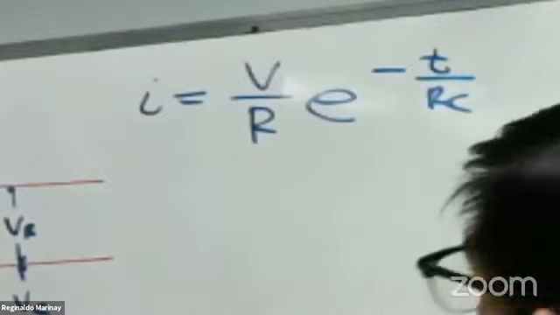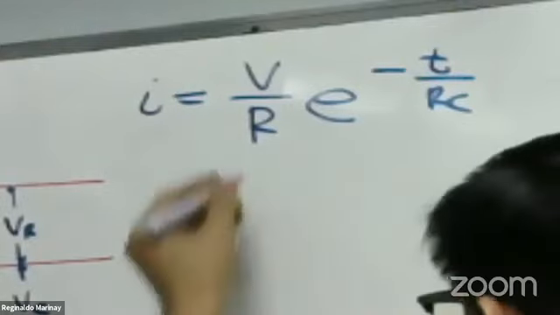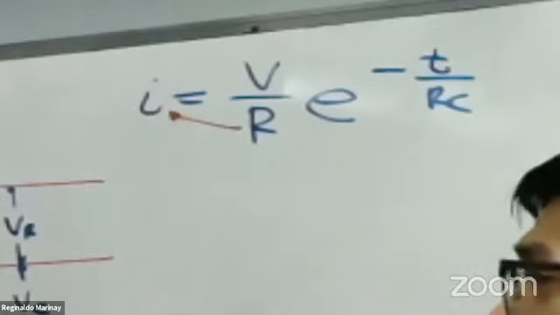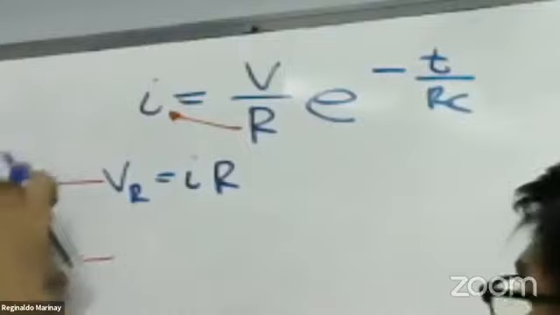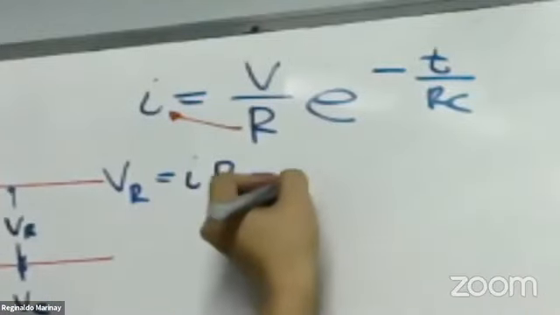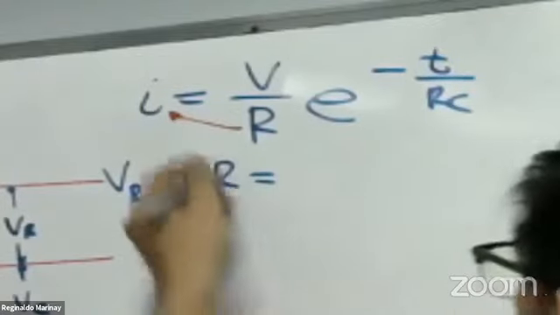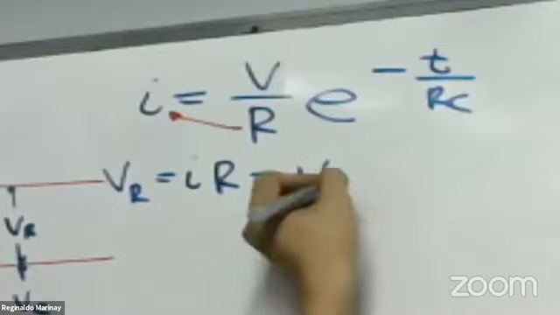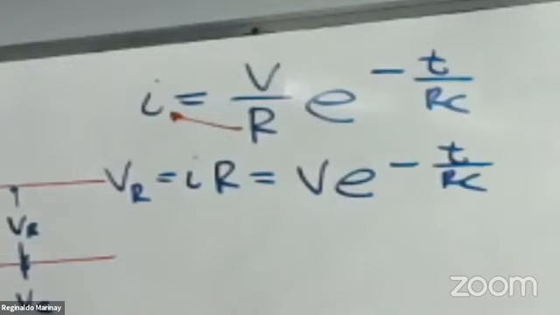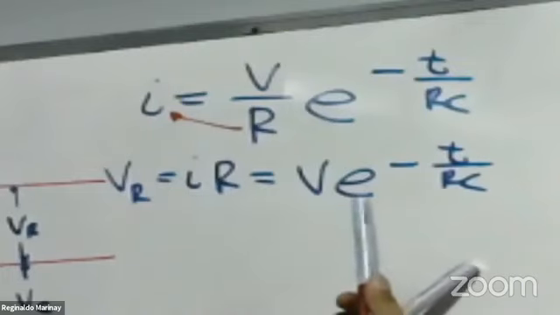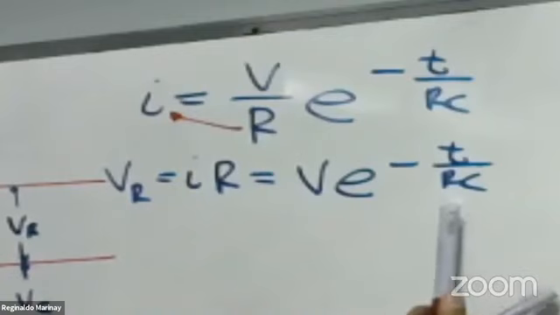Then, let us multiply this here. Cross multiply that one. So, that will become our IR, which is simply equal to the voltage across the resistor here. So, that is equal to V, by the way, times e raised to negative t over RC. That is our VR. VR is V e raised to negative t over RC.